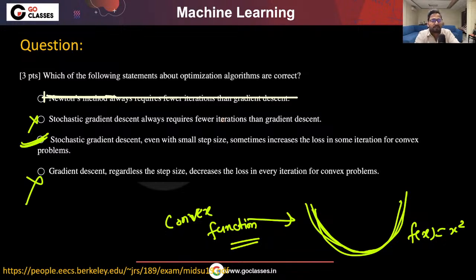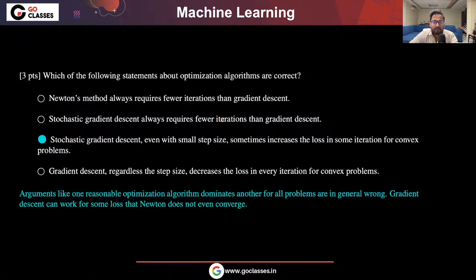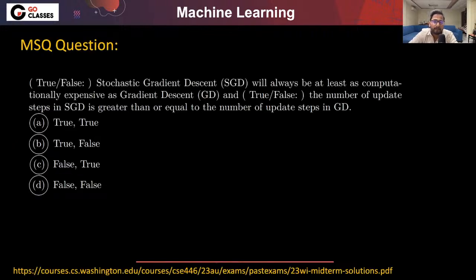Okay. Now let's just move to the next question. Yeah, B is the correct answer here, right? So I hope you are now understanding stochastic and the normal gradient descent and the batch gradient descent and so on, right? Now let's just solve this question. What they are saying: stochastic gradient descent will always be at least as computationally expensive as gradient descent. What do you think? No, right? It is cheaper. That is why we are using it. So basically, it is false. So either C is the answer or D is the answer, right?